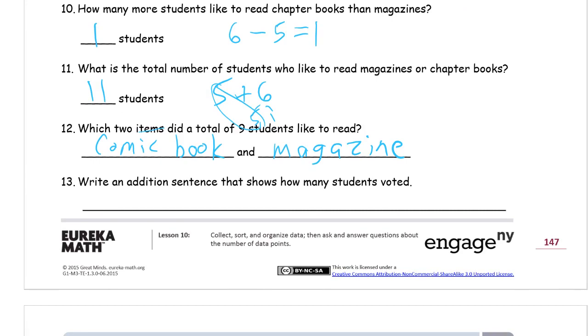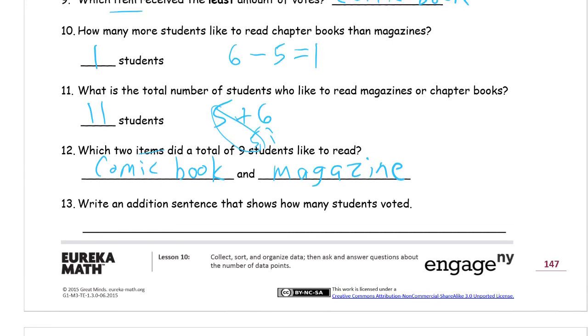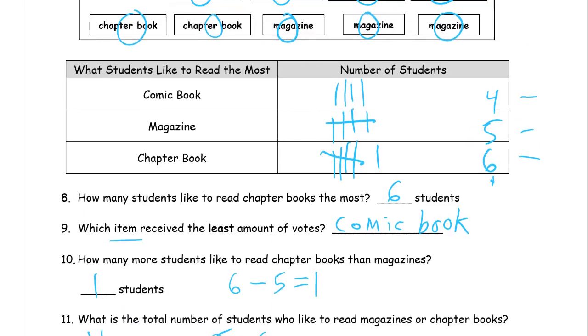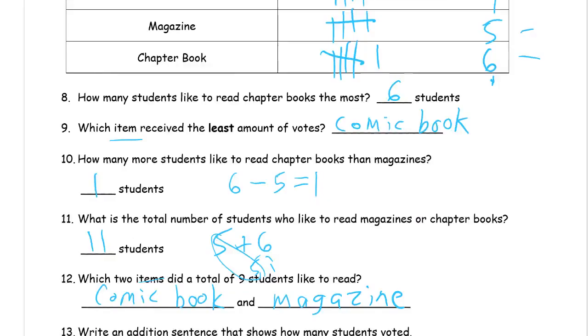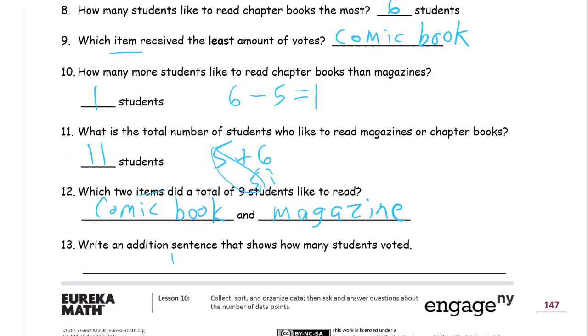Write an addition sentence that shows how many students voted. So that's just adding all the numbers, right? Four for the comic book, five for the magazine, and six for the chapter book will include everybody. So four plus five plus six. We see a way to make 10 here, the six and the four, that makes 10, plus five more, 10 and five is 15. And there's our addition sentence.